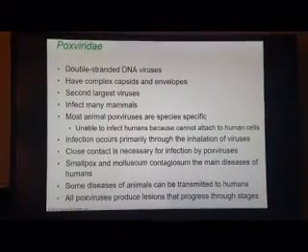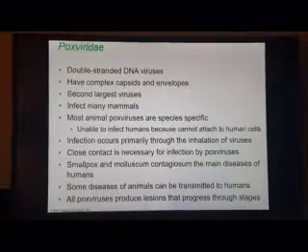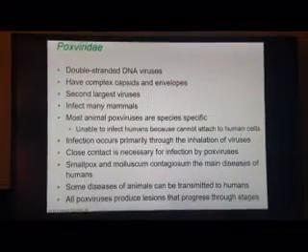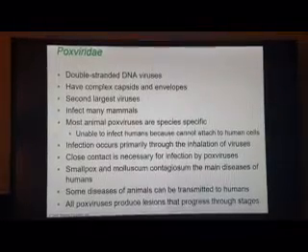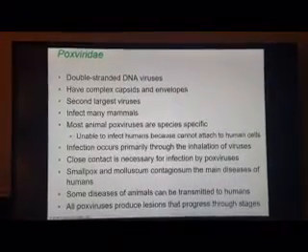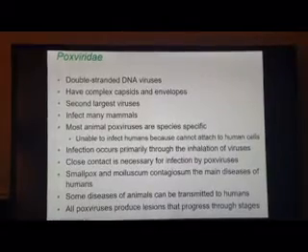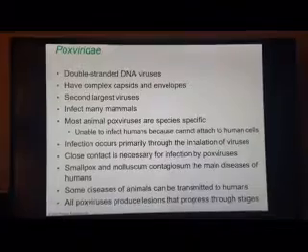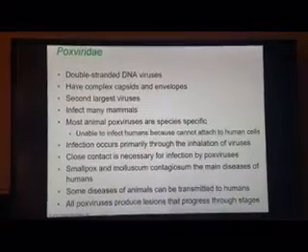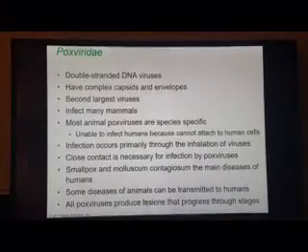Animal poxviruses are species-specific, which means they're unable to infect humans because they cannot attach to human cells. A few poxviruses of monkeys, sheep, goats, and cattle can affect some humans because these people have surface proteins similar to proteins of those animals. Poxviruses produce lesions that progress through stages.